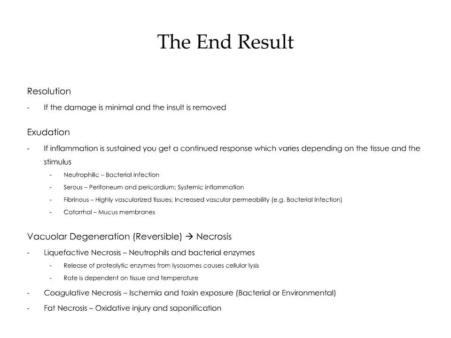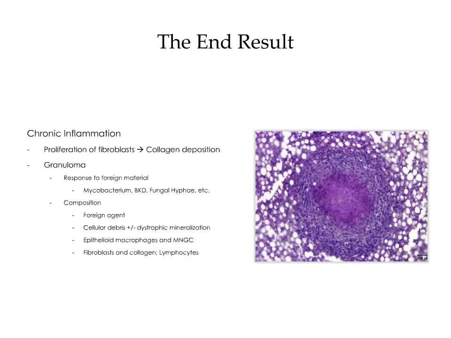Coagulative necrosis is evidence of ischemia or toxin exposure. Toxins can be bacterial or environmental. Fat necrosis typically occurs as a result of oxidative injury, and it will result in saponification. Chronic inflammation generally ends with fibrosis and granuloma formation. Fibrosis results from a proliferation of fibroblasts and a deposition of collagen.